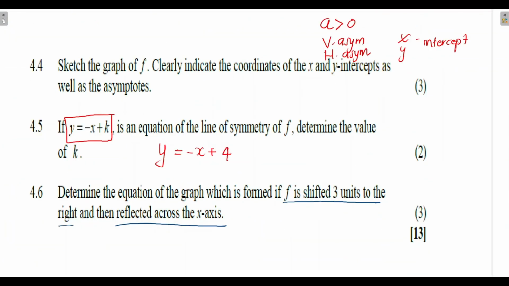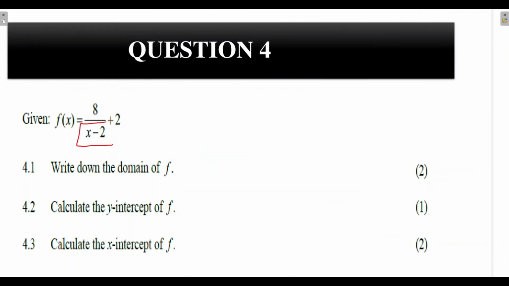Okay, and then lastly, determine the equation of the graph. If the function is shifted to the left or to the right, guys, you need to remember that is a horizontal translation. So we need to focus on the horizontal, right? And if it's shifted 3 units to the right, you just plus that 3, okay? And then x is equal to 5, and then you can simply take back that x minus 5 is equal to 0 and put it back into that equation, right?